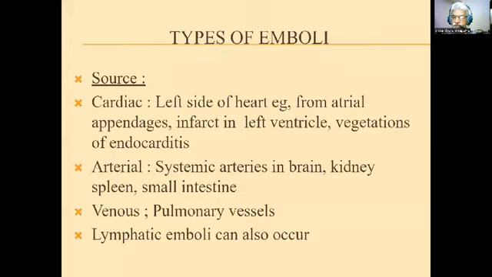Depending upon the source, the classification is cardiac, commonly arising from the left side of the heart, from the atrial appendages, infarct in a left ventricle, or vegetations in case of endocarditis. Arterial, arising from the arterioles, systemic arteries in the brain, kidney, spleen, small intestine. Venous, from the pulmonary vessels or the deep veins of the leg. Lymphatic emboli can also occur.